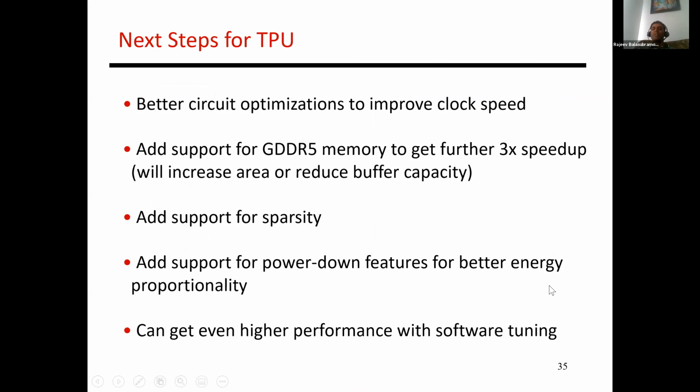Okay, and so when they finished that work, they basically said that this is something they kind of had to push out in 15 months. And so there are a lot more things that they can do to improve clock speed, all kinds of power down features to reduce energy. You can do more tuning for software. And then they also mentioned that you can add support for sparsity, right?